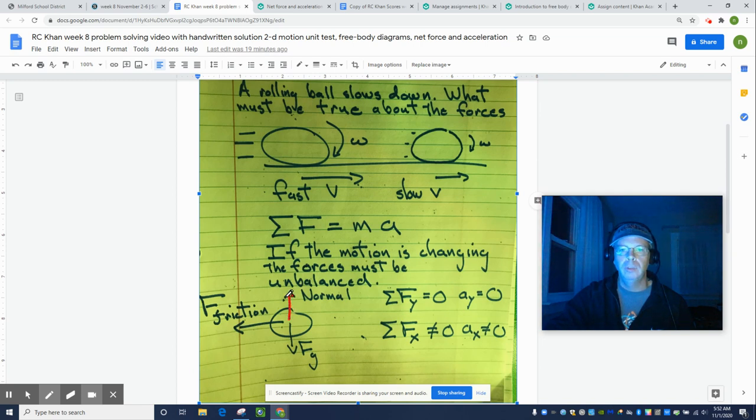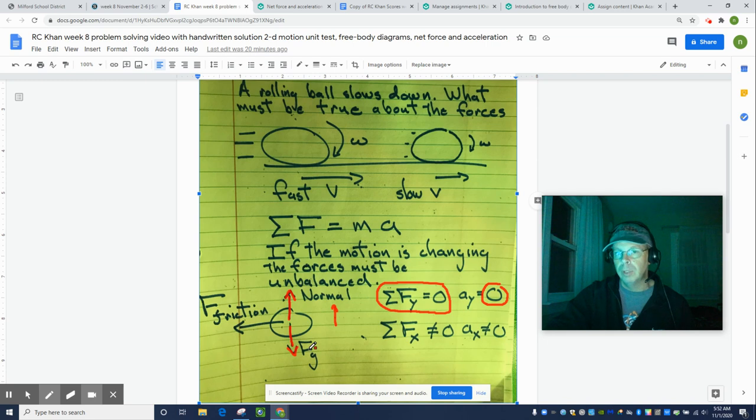So the surface pushes up on the ball and gravity pulls down on the ball. Except vertically, there is no acceleration. It's not speeding up or slowing down in the vertical direction. Because there is no motion in the vertical direction, the sum of the vertical forces must be zero. That means in this case, the normal force equals weight. They cancel each other out.